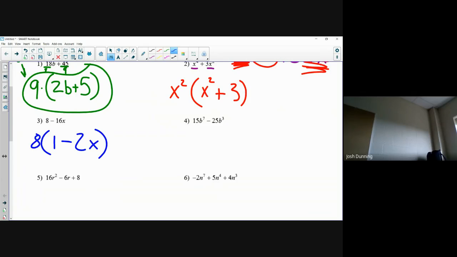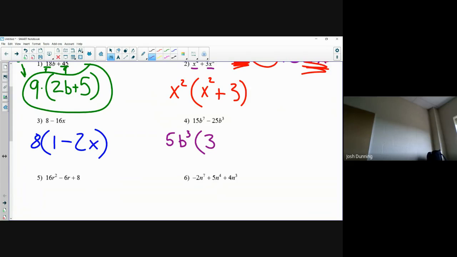Now 4, hey, on 4 we got both. We have a number and we have a variable. What can I divide both 15 and 25 by? I can divide them both by 5. Now there is a b in all of my terms there. Go with the lowest power. B cubed. 15 divided by 5, or what do you multiply 5 by to get 15?